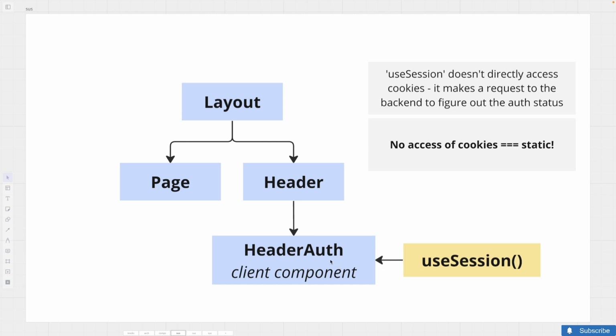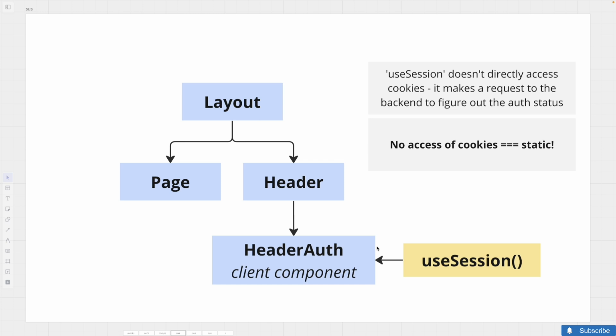Because this header auth component is figuring out the current authentication status through the use of the useSession hook, which is what we use when we try to figure out authentication in a client component, useSession does not directly access cookies. Instead, it makes a request to the backend server to a route that is automatically created for us by NextAuth. And it's going to use that route to figure out the authentication status. So again, no cookies accessed. That means we have the ability at least to be static. Now, it's not guaranteed, of course, that we're going to be static. We could be doing something else on this page or in the header that will make our route dynamic, but at least this alone is not going to cause us to be dynamic.